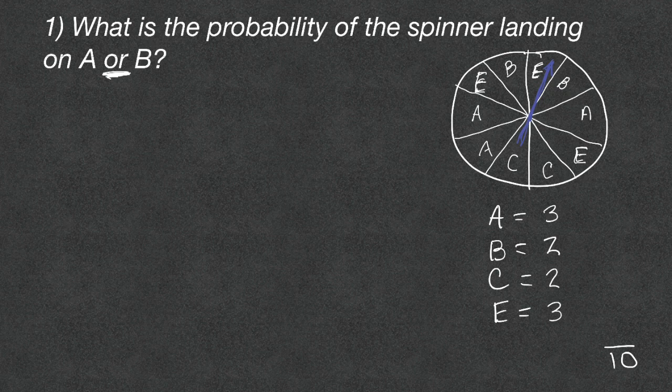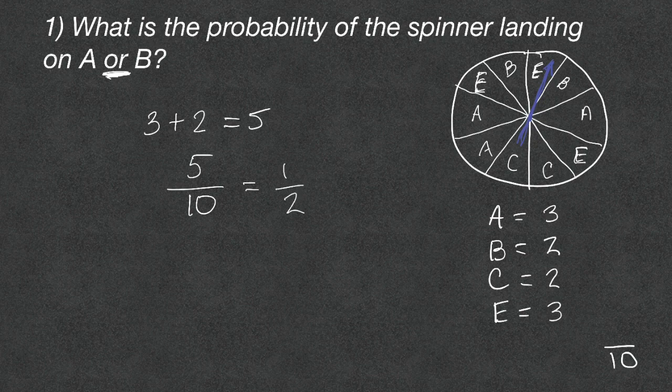So the A, we have 3 A's, and the B's, we have 2. So that's 5, right? And so number of favorable outcomes over the total number of outcomes. That would leave us with 5 over 10. And the probability would reduce to 1 in 2 chance. Right? A 5 and 10, a 1 in 2 chance there.